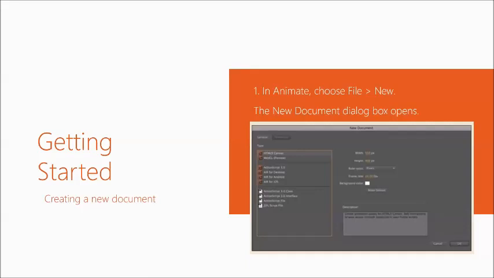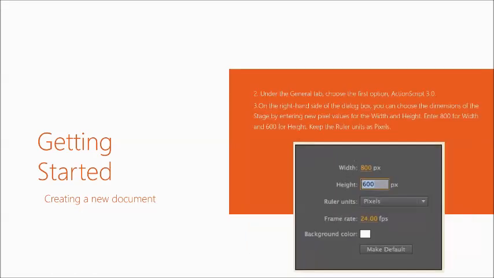In Animate, you must choose File and then New, and then there you are. For creating a new document, the New Document dialog box will open. So under the General tab, choose the first option, which is ActionScript 3.0. And then on the right-hand side of the dialog box, you can choose the dimensions of the stage by entering new pixel values for the width and height. Enter 800 for width and 600 for height. Keep the ruler units as pixels.